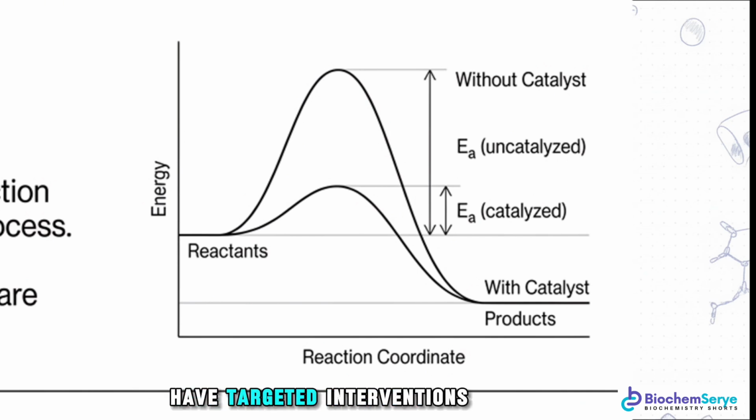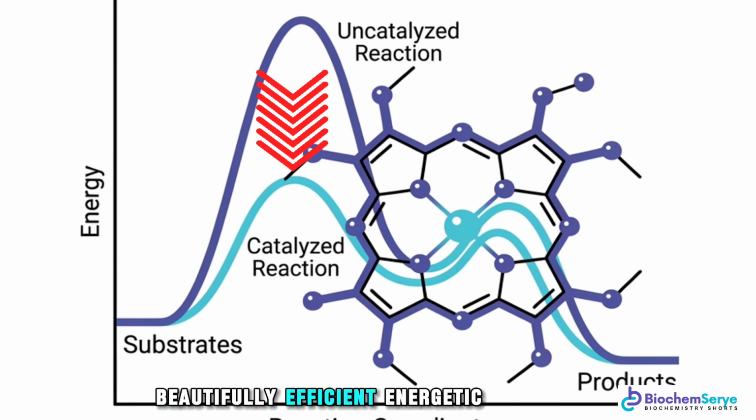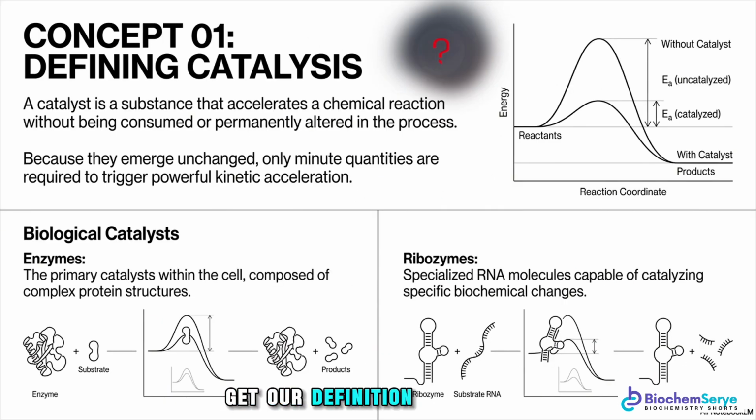But then we have targeted interventions. Take the heme group, for instance, that complex porphyrin ring securely holding a central iron ion. It's a recurring structural motif that steps in and successfully allows our biological systems to achieve a much lower, beautifully efficient energetic pathway. But before we go any further, we need to get our definition straight.